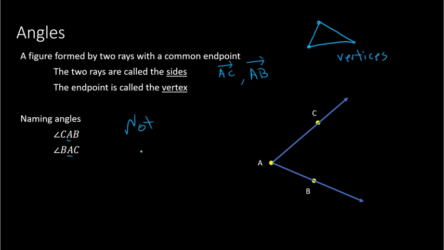So this would not be the same thing as angle ACB, because here the middle letter is not the vertex like it's supposed to be. So it cannot be angle ACB, cannot be angle ABC, would not work. So there's different ways we cannot write this. The only way we can write this is with the vertex here in the center.